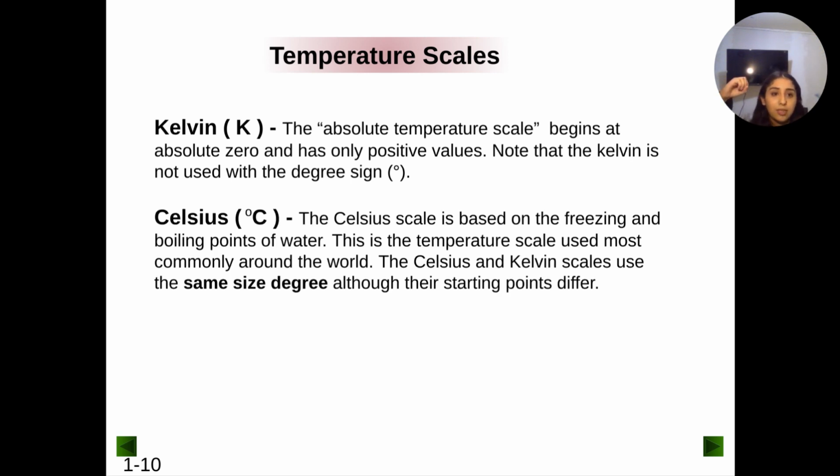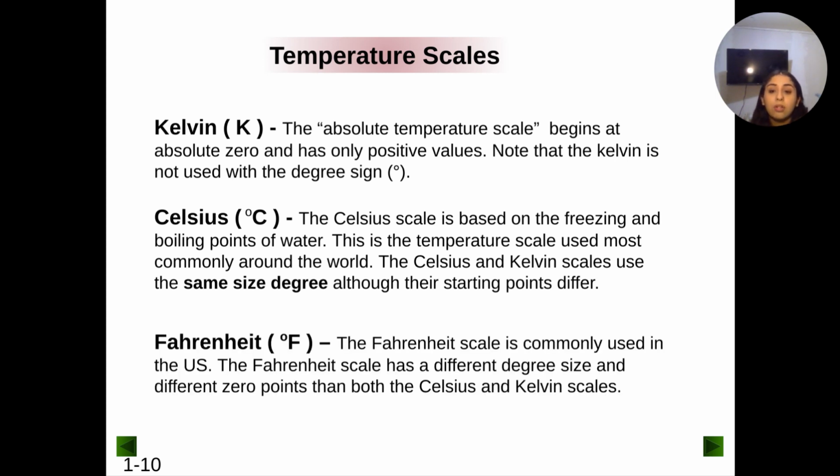Celsius, degree sign, C. The Celsius scale is based on the freezing and boiling points of water. This temperature scale is used most commonly around the world. The Celsius and Kelvin scales use the same size degree, although their starting points differ. Because remember, Kelvin starts at absolute 0. No negatives, only positive values on Kelvin, and it starts at 0.